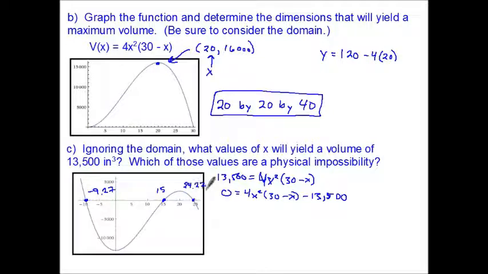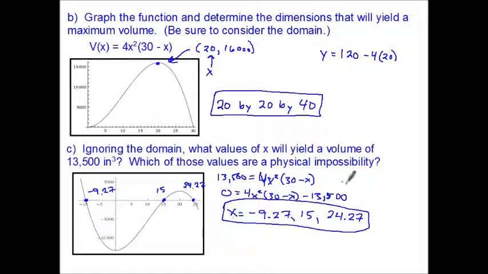Alright, so ignoring the domain, what value of x will yield the volume of that? Well, those three values are the negative 9.27, 15, and then 24.27. But realistically, I think it's almost even silly to circle those as a final answer, because at least one of those guys is complete utter garbage.